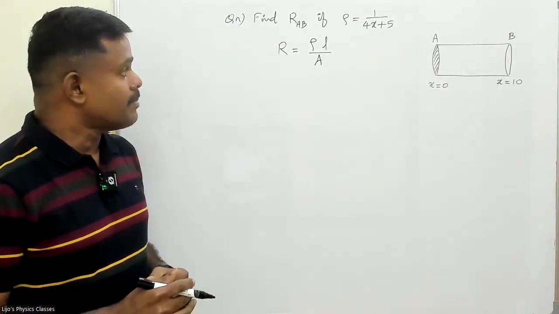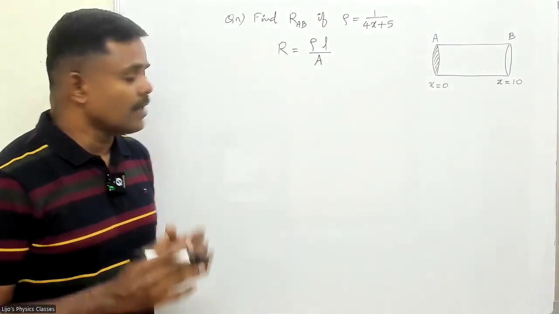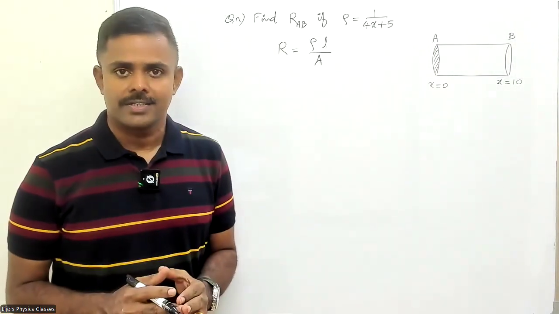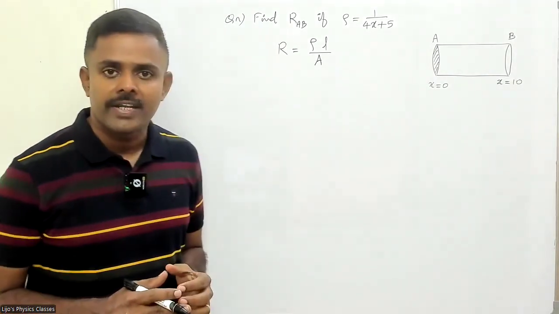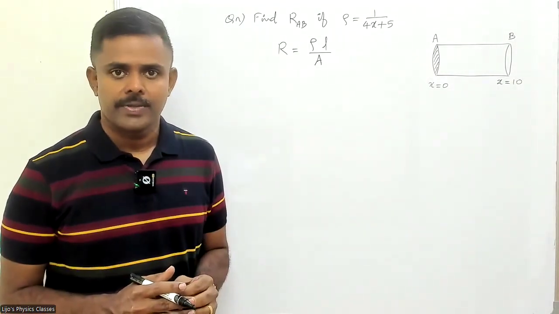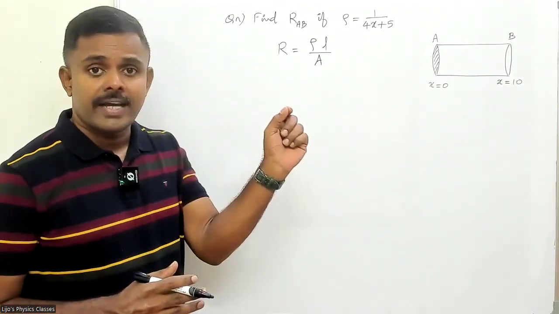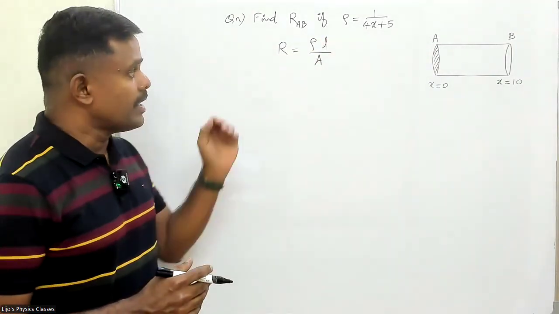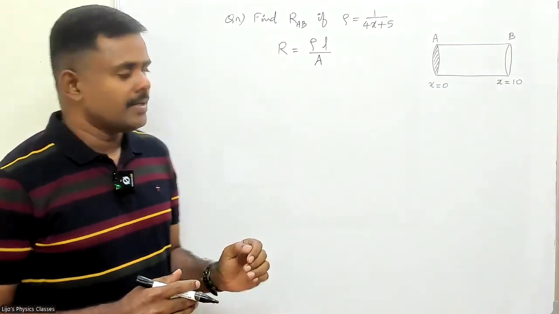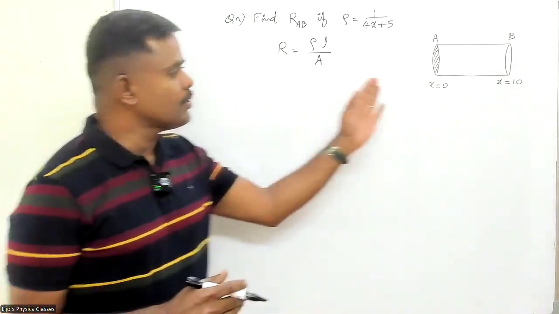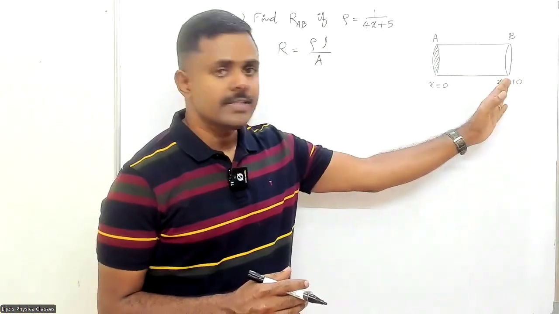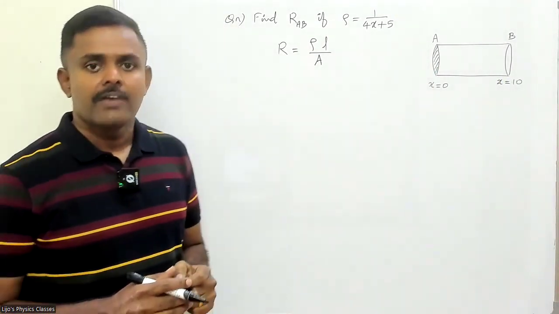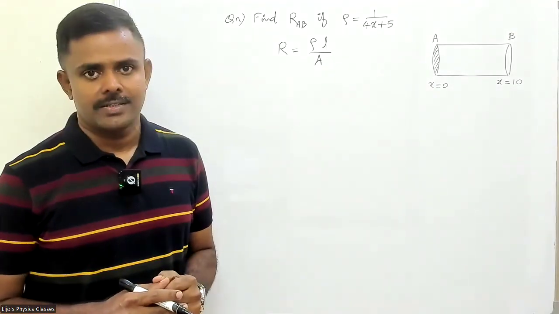Okay, but in this question, you are not permitted to use this equation because resistivity is not a constant. This equation is valid only when resistivity is a fixed value. But here it is given that resistivity is a function of position, or it depends on position. Or in simple terms, as you go from left end to right end, resistivity keeps changing. In such cases, we have to use the process of integration.